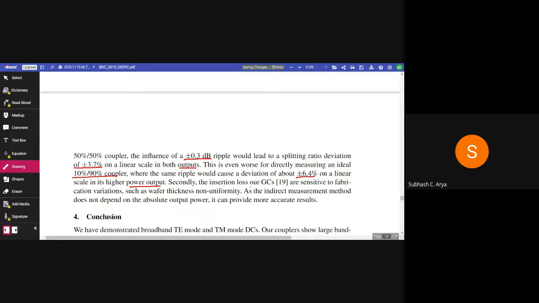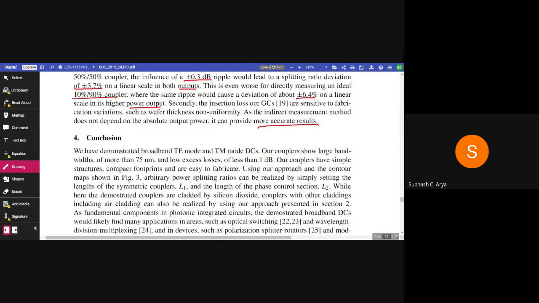Secondly, the insertion loss of our grating couplers is sensitive to fabrication variation, such as wafer thickness non-uniformity, whereas the indirect measurement method does not depend on the absolute output power. It can provide accurate results. So that is the reason why the indirect measurement method has been used.